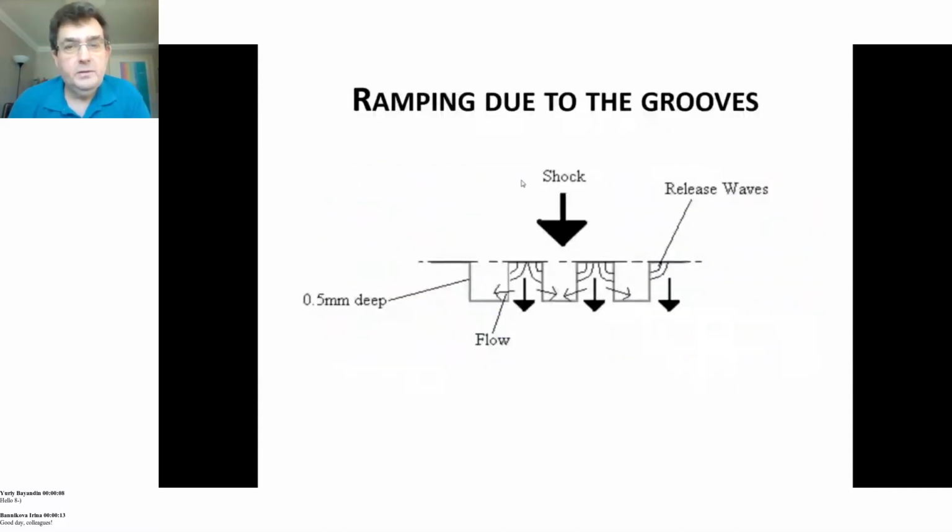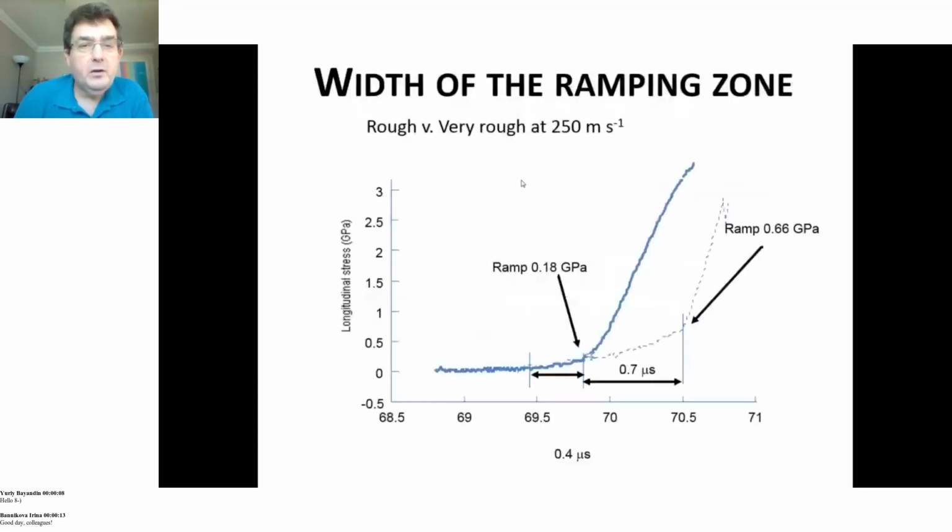That is the ramping due to the grooves. Your shockwave comes in. It takes time to flatten out and cause flow within those grooves to basically produce, through impact, a smooth surface. Now, the width of the ramping zone can be relatively easily estimated by considering how long it takes a shockwave to reflect as it goes through that rough surface. And you can compare rough versus very rough and see where the ramp stops in the gauge traces. And in terms of time, you can do a fairly reasonable estimate.